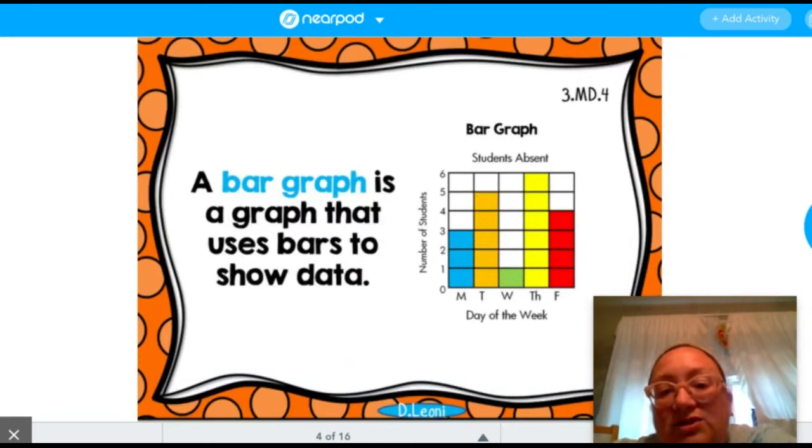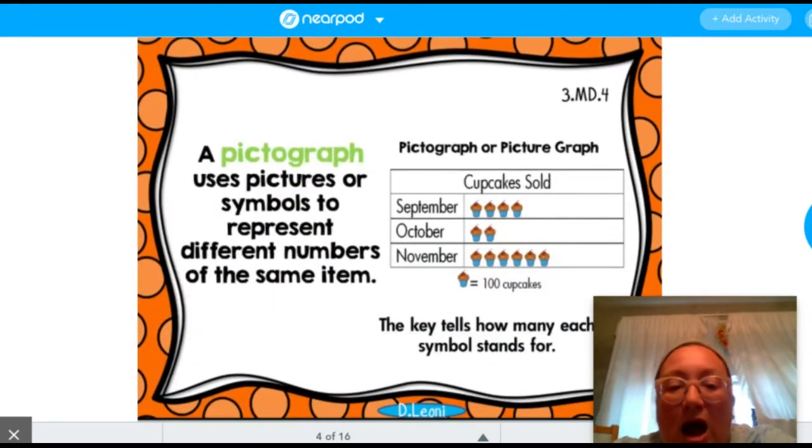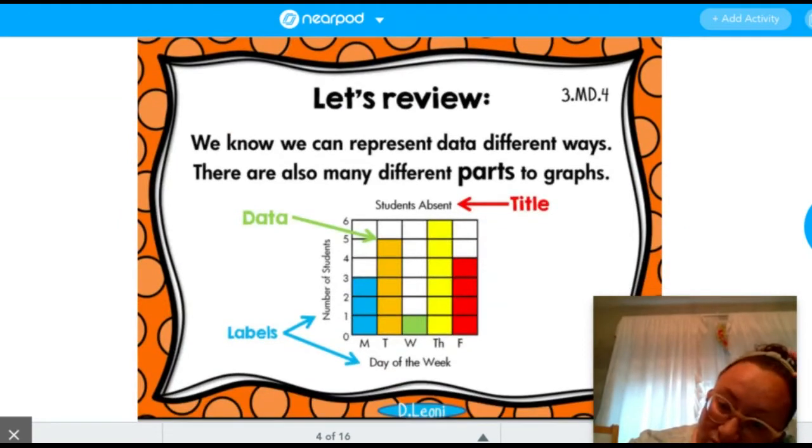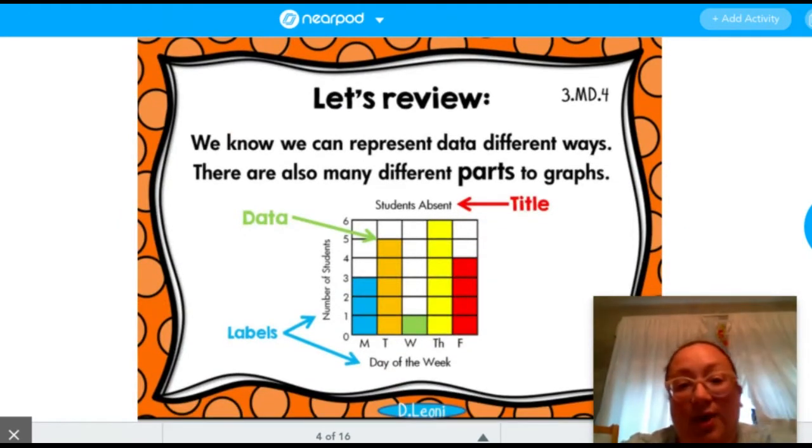All right, so a bar graph is a graph that uses bars to show data. A pictograph uses pictures or symbols to represent different numbers of the same item. The key tells how many each symbol stands for. So let's review. We know we can represent data different ways. There are also many different parts to graphs. The title tells you what the entire thing is about. The data is inside this graph right here. And the labels help you figure out what this data means. So for example, we have our days of the week down here, number of students here.